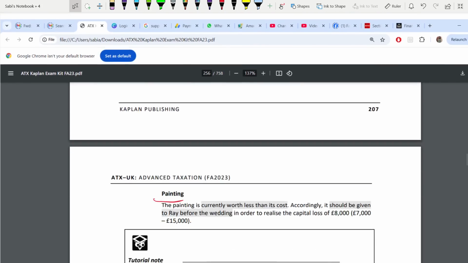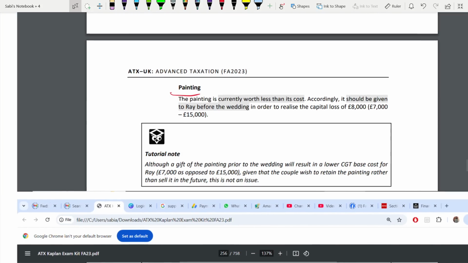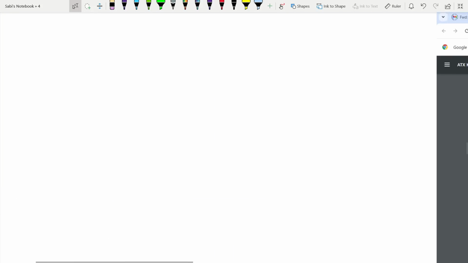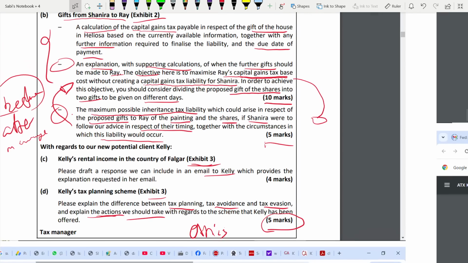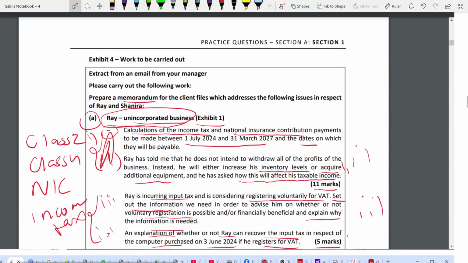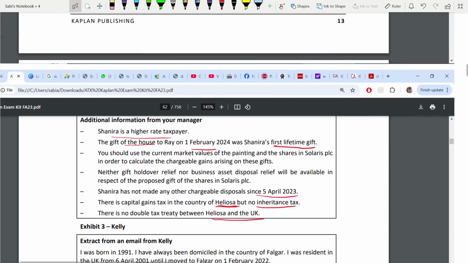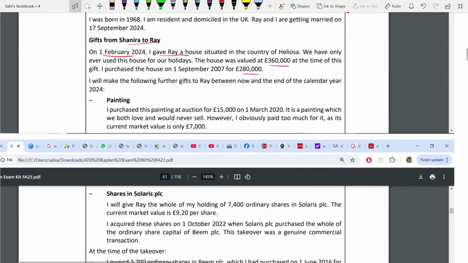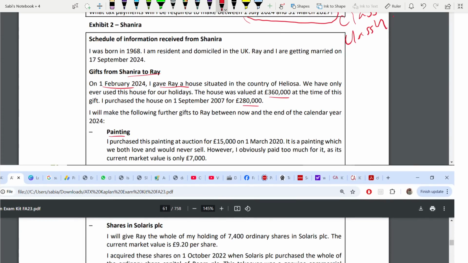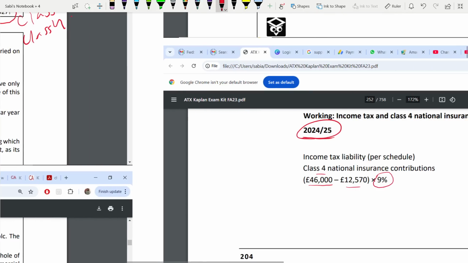Painting. So let's start with the painting. It's in Exhibit 2. Just reading about the painting is enough. You purchased it for 15, but the current market value is 7. That means you purchased it for more than its value, so it's at a loss. 8,000 is the loss on the painting.